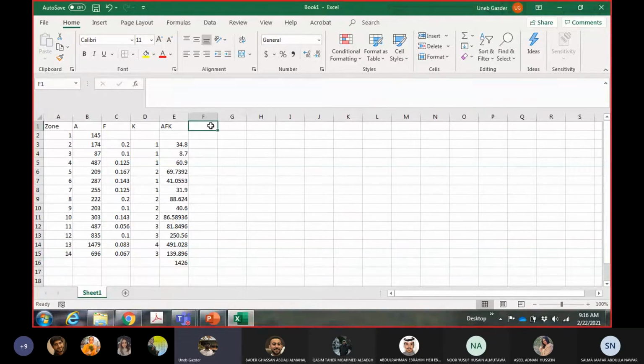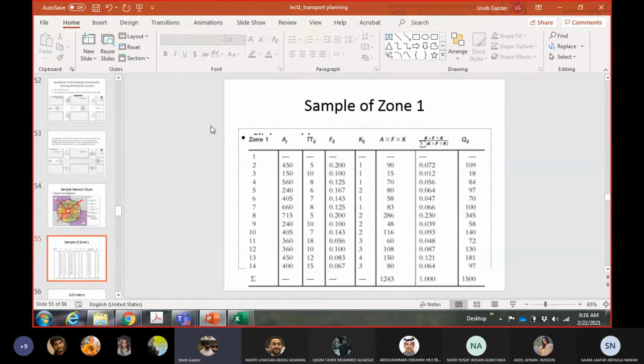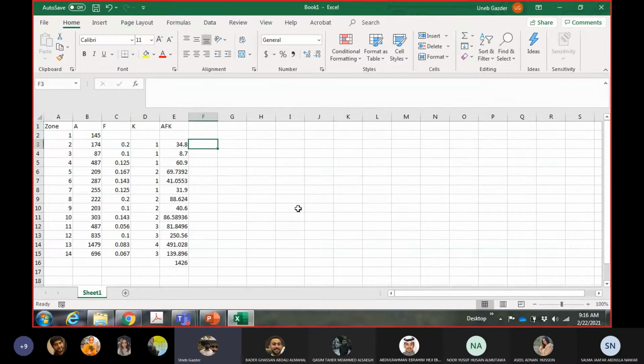Then the number of trips produced from a zone: let us take the same methodology which they are doing. For each AFK, I will take the ratio with the sum. So this is the AFK factor, and I will take the ratio with 1426 here. So this divided by 1426. All the AFK factors which I have calculated, I will take the ratio with the total. Obviously, the summation will not change. So for all of them, I am taking the ratio with 1426.